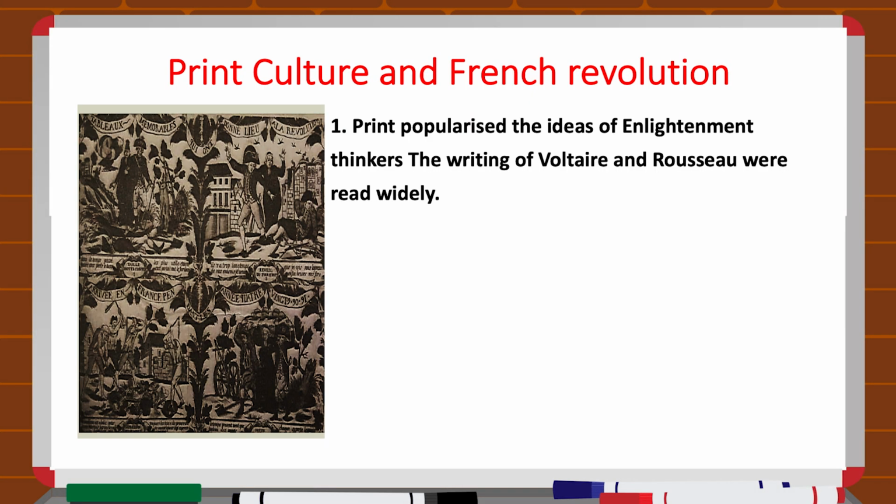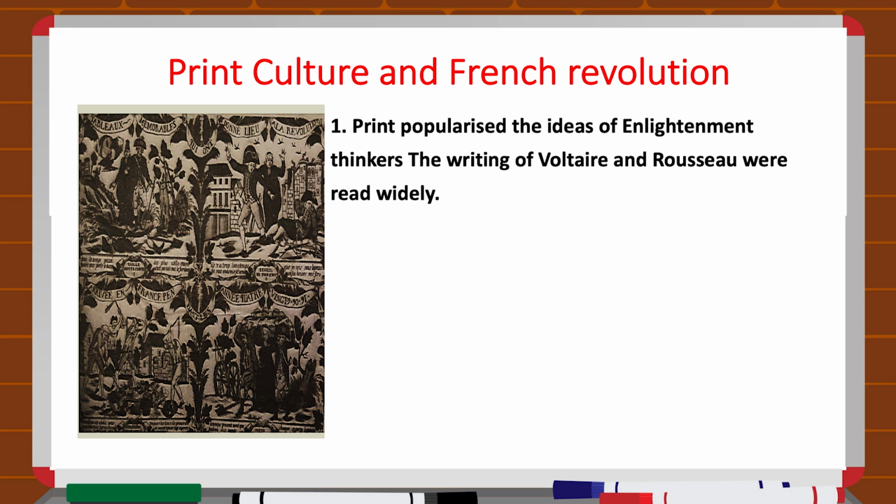Historians argued that print culture created the conditions for the French Revolution. Three types of arguments were put forward. The first one, print popularized the ideas of enlightened thinkers. The second one, writing provided a critical commentary on tradition, superstition and despotism. The writings of Voltaire and Rousseau were read widely.